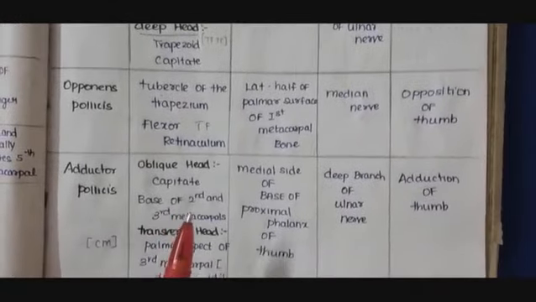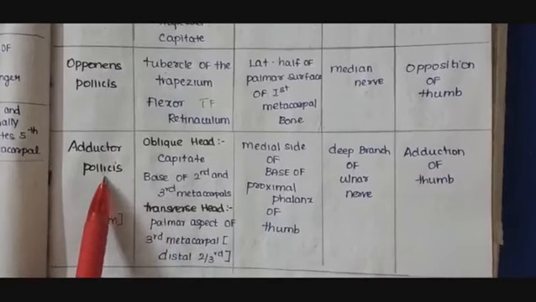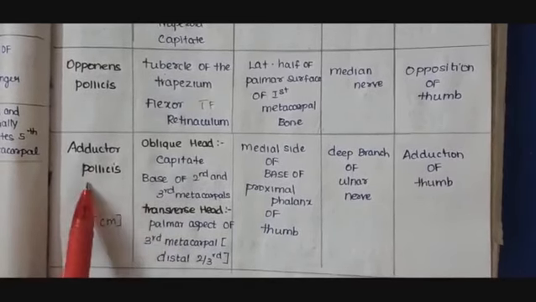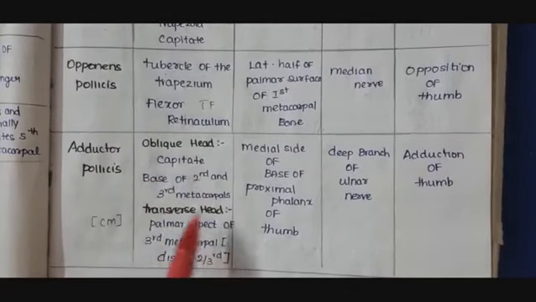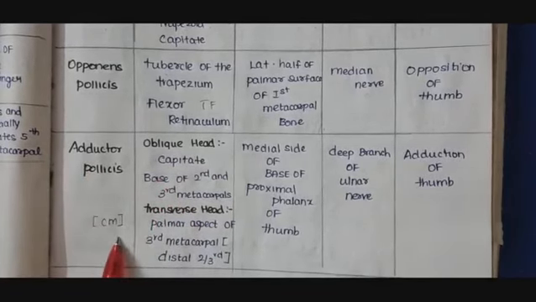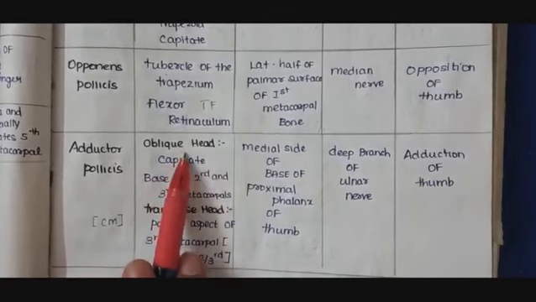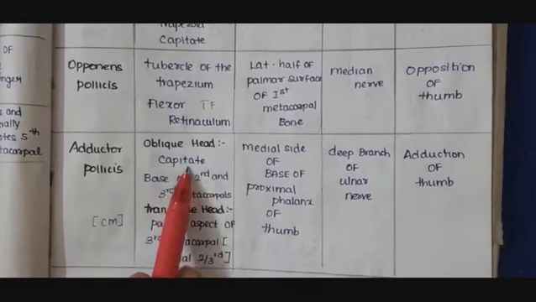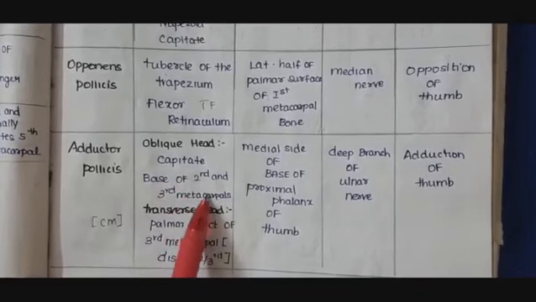Now, the last muscle, which is nothing but the adductor pollicis. In order to remember, here also this adductor pollicis has 2 heads, namely the oblique head and the transverse head. In order to remember the origin of the adductor pollicis, you have to remember the mnemonic CM. In that, C stands for capitate, whereas M stands for metacarpal. The oblique head originates from the capitate as well as from the base of the second and third metacarpal bone.